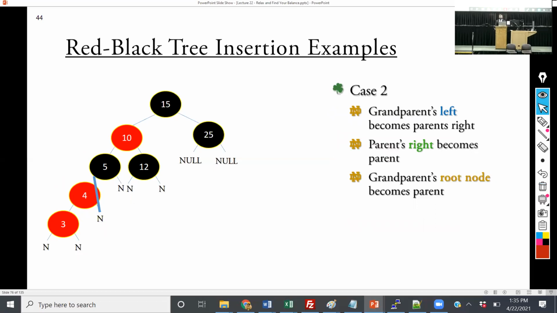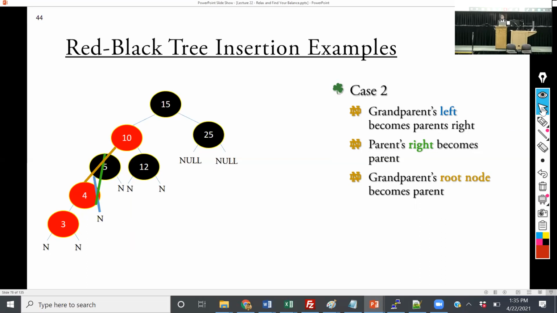So what's going to happen is the grandparent, which is 5, its left child, which we see as the blue arrow, points to the parent's right child, which in this case is null. Then the parent's right is going to be pointing to the grandparent. And then the grandparent's root node is going to be the parent. So now we're going to move this over. We now see that 10's left child is now pointing to 4.